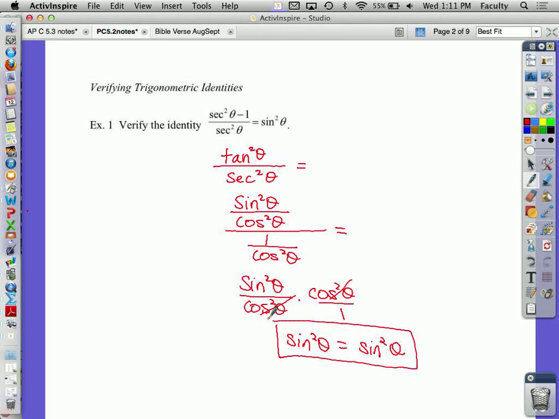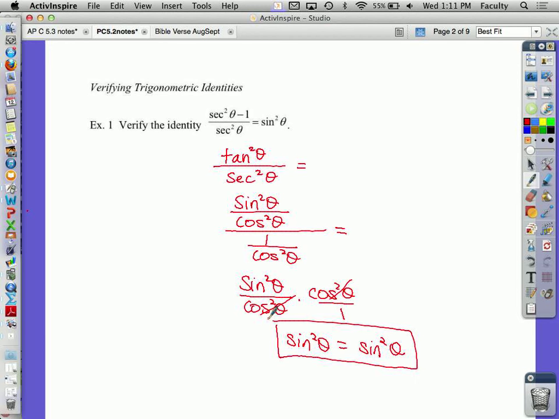All right, so notice what I did. I used the Pythagorean identity that secant squared theta minus 1 is tangent squared theta. This is not the only way to do it. And then I put them in terms of sines and cosines. I had one fraction over one fraction, so I multiplied by the reciprocal.